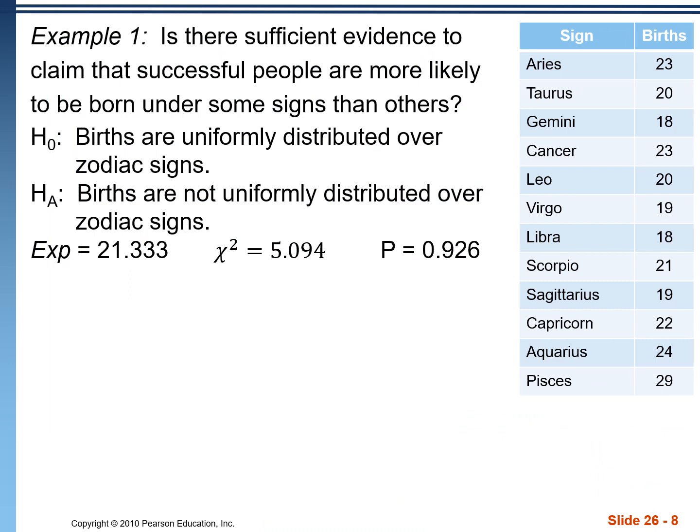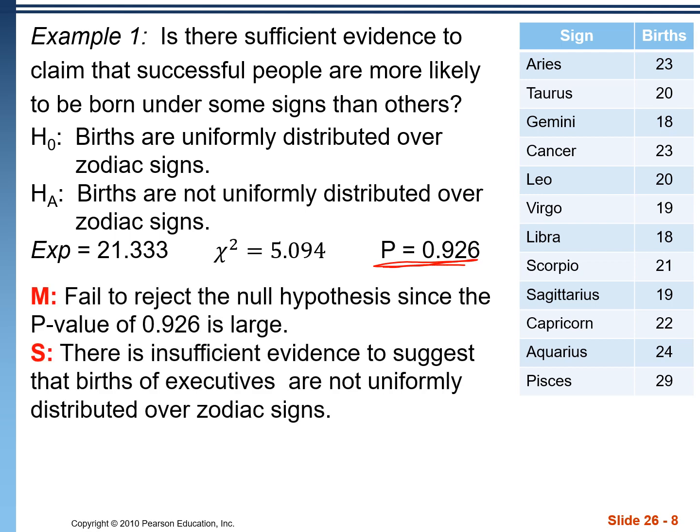Now that p-value is really large. What that's telling us is that the results of the sample are not at all unusual compared to our null hypothesis. So in other words, if the null hypothesis is true, we would see results with this amount of variation or more than 9 times out of 10, 92% of the time. Okay, we fail to reject the null hypothesis since the p-value of 0.926 is large. There's insufficient evidence to suggest that births of executives are not uniformly distributed across zodiac signs.